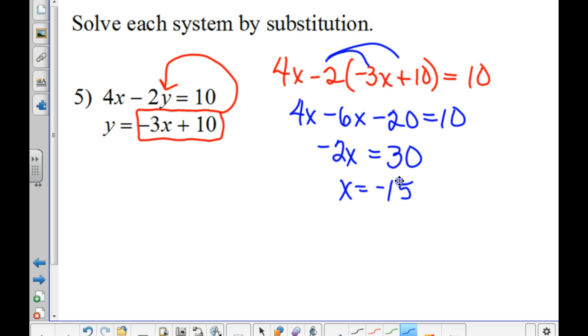Did I do something wrong? I don't remember getting that answer last period. Should be 10 plus 6. -2 times -3. Oh, this is a plus, so this is a 10. Thank you.